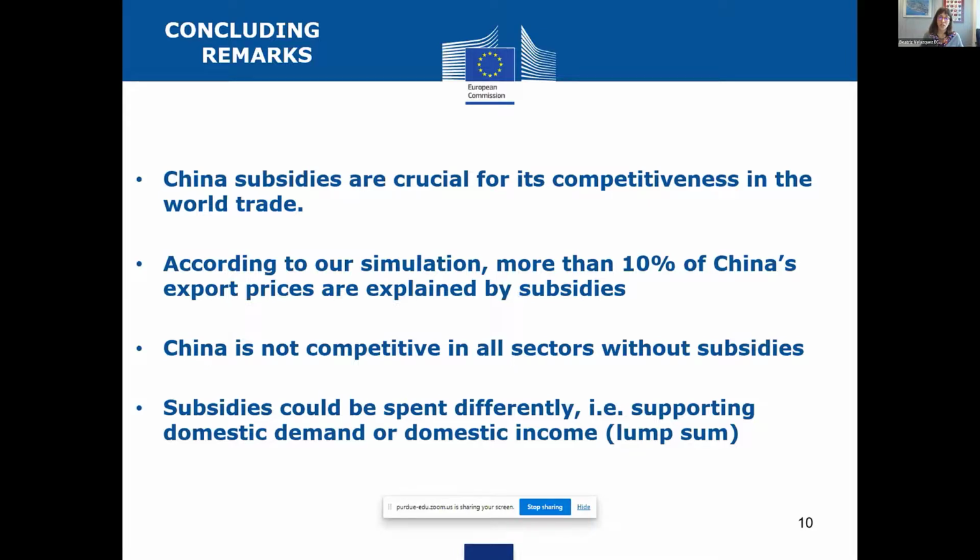As a consequence, obviously, China is not competitive in all sectors without subsidies. And if these subsidies were to be removed, this is very challenging in the modeling exercise. This amount of money that the different governments at different levels expend could be spent differently, perhaps less trade distortingly. We are not sure at all if it is supporting domestic demand or domestic income.